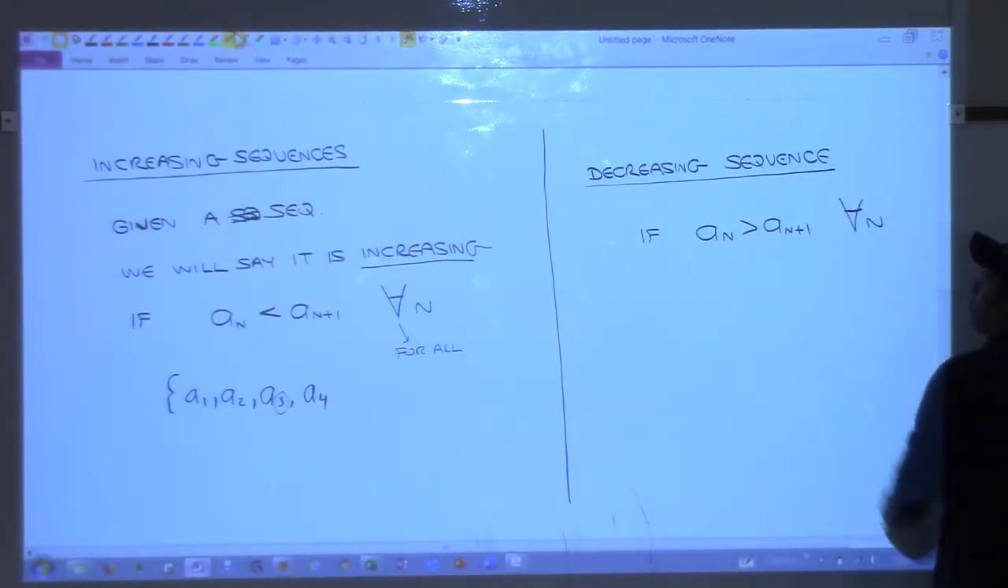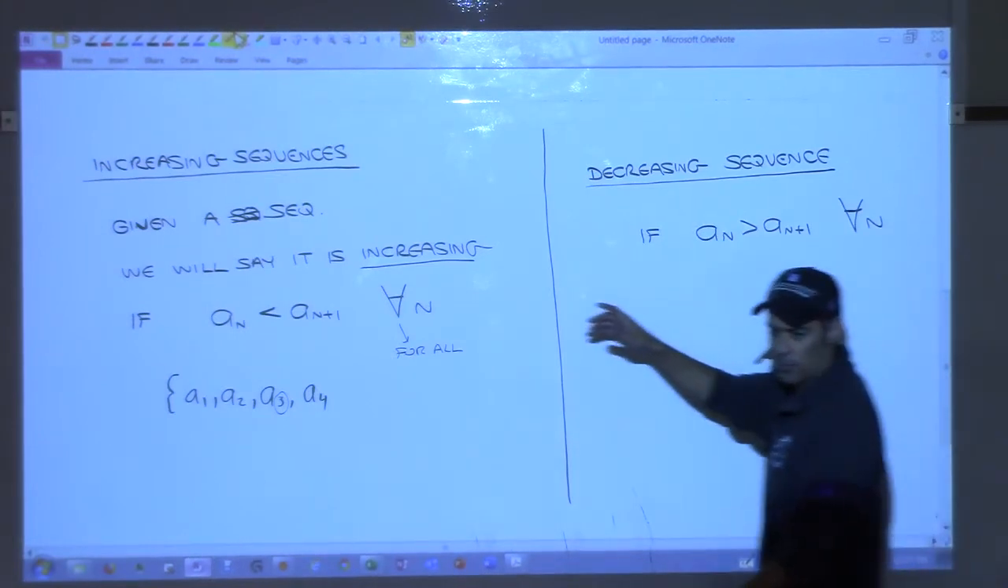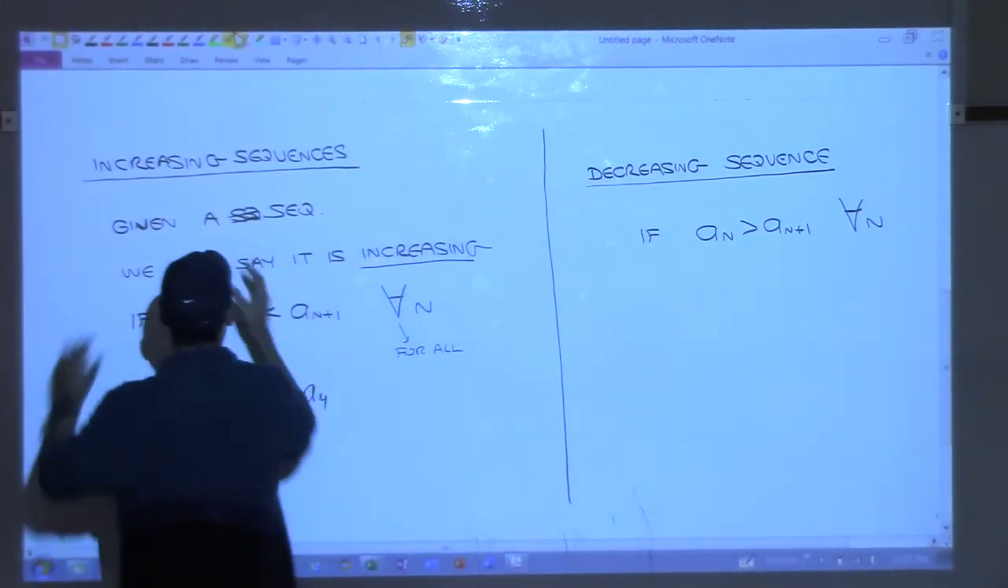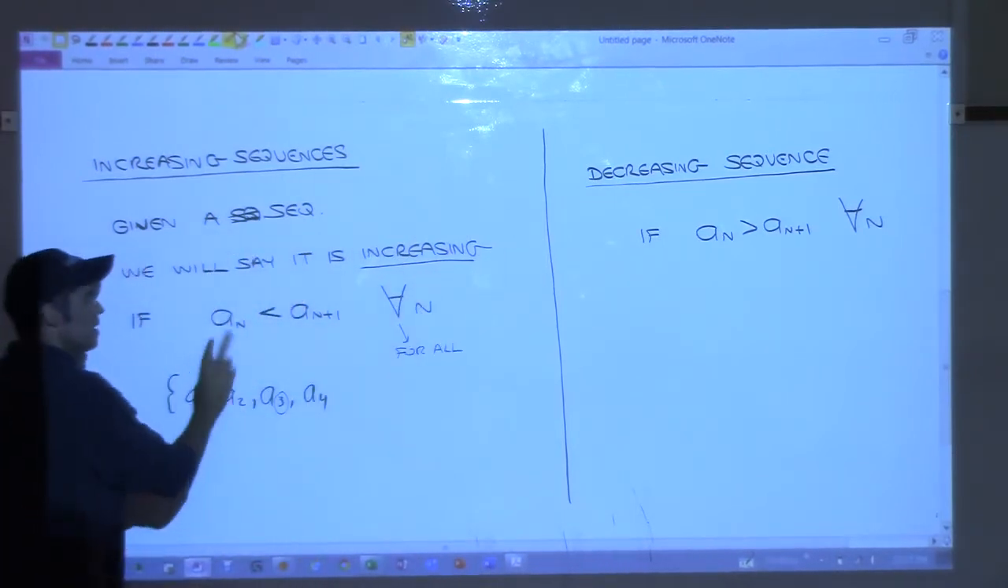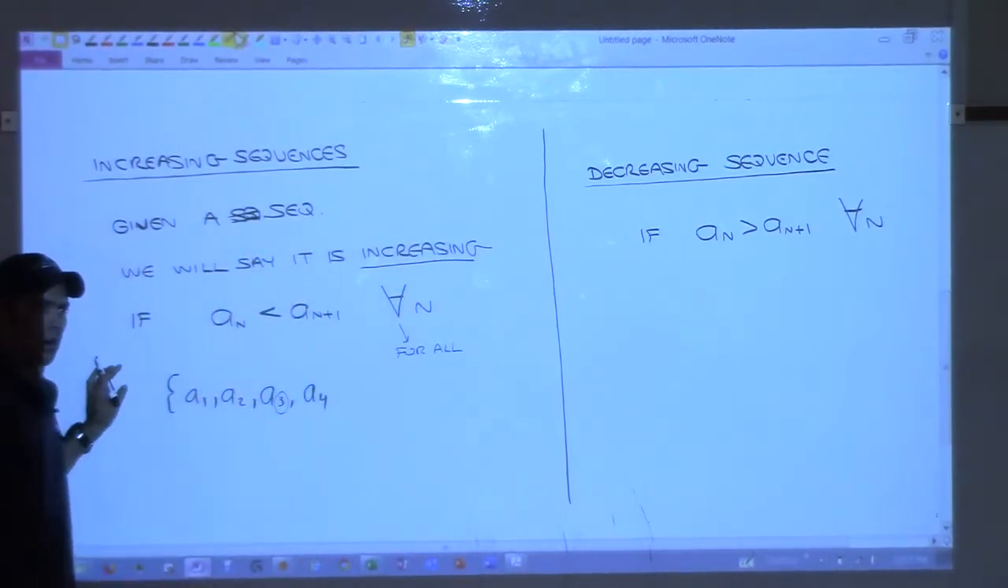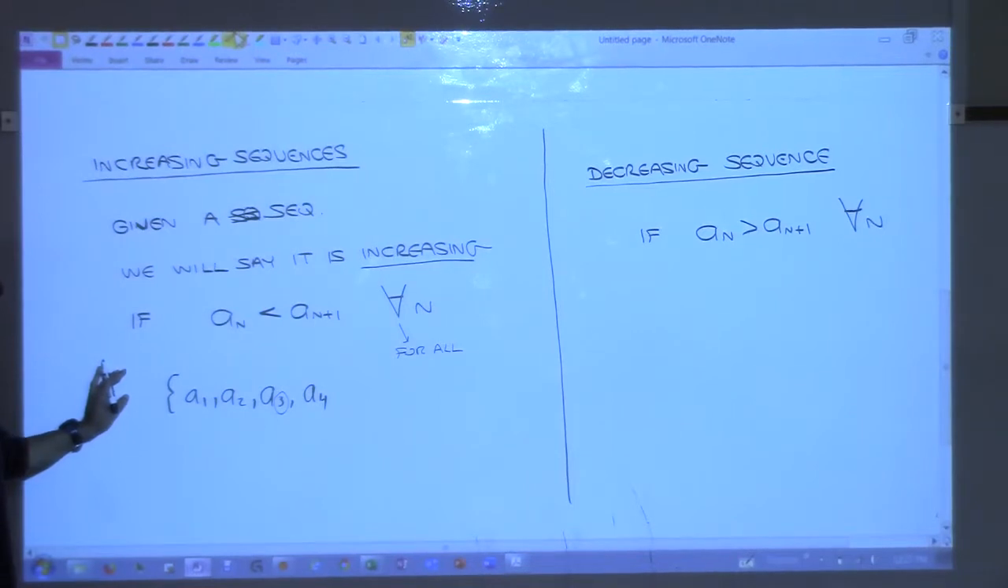For all n. I'm shortening things up so I don't have to write all these words down. But given a sequence, we will say it is decreasing if that inequality flipped over holds all the time. All right?